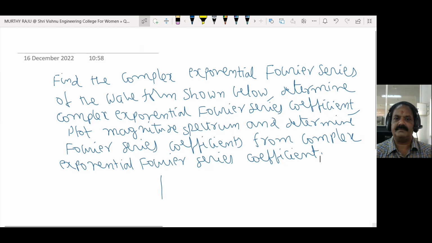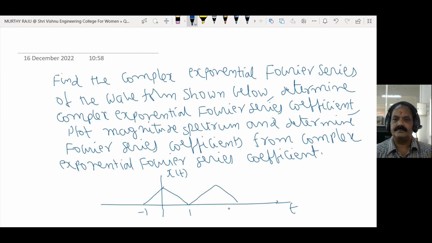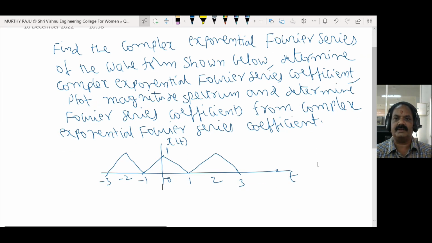Here the waveform is like that. This is the waveform x of t, with values at minus 1, 1, 2, 3, minus 2, minus 3, 1, 0. This is the waveform shown in the figure.